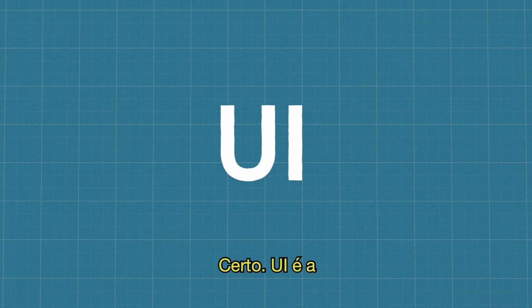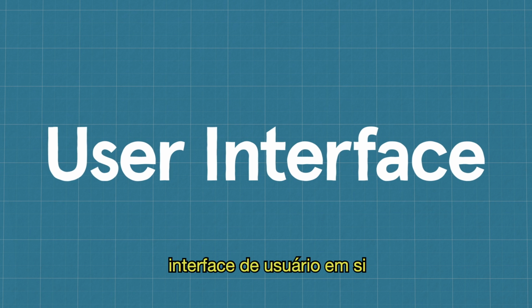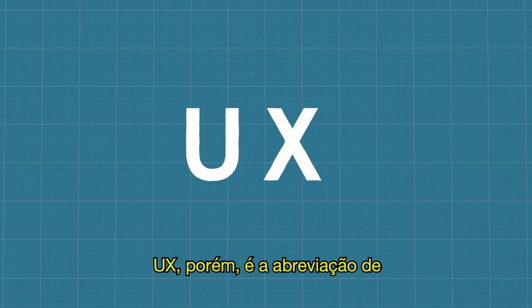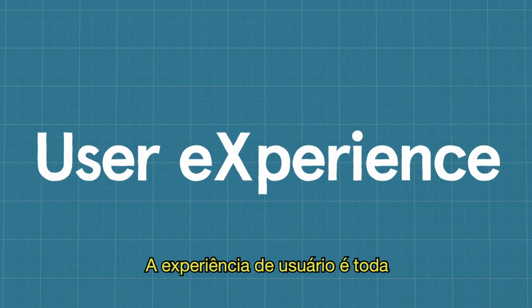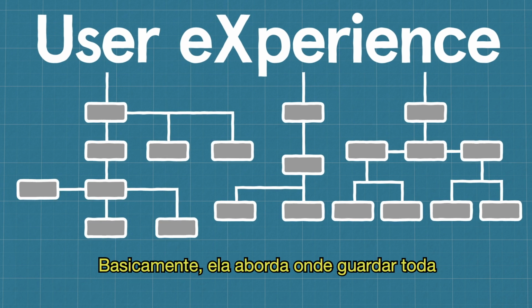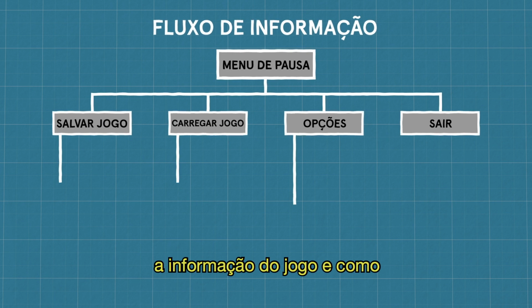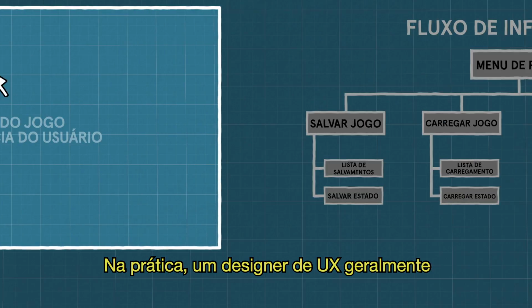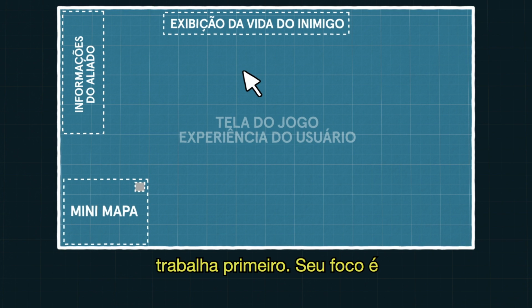Alright, UI is the user interface itself, or basically all the visual elements that make up the user interface. UX, however, is short for user experience. The user experience is the entire information architecture of a game. Basically, it's about where to store all the information in a game and how that information is accessed by the player. In practice, a UX designer usually does their work first.